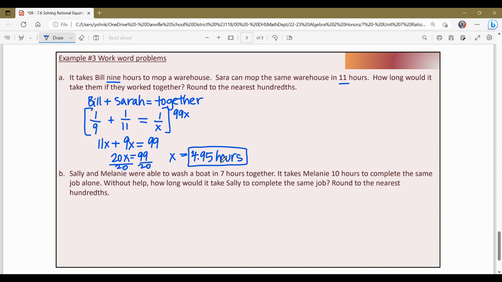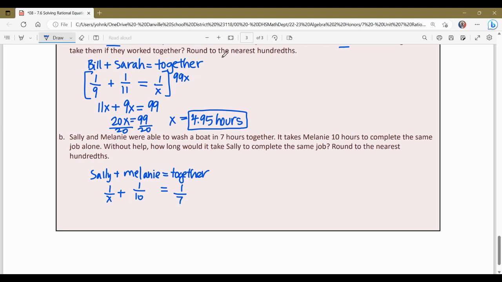Okay, Sally and Melanie were able to wash a boat in 7 hours together. So we've got Sally plus Melanie equals together. So they can wash the boat together in 7 hours, so in 1/7. If Melanie takes 10 hours to complete the same job alone, so 1/10, without help, how long will it take Sally to complete the same job? So Sally is 1 over x this time. So notice this time the variable is on the left side of the equation, whereas before it was on the right side of the equation.